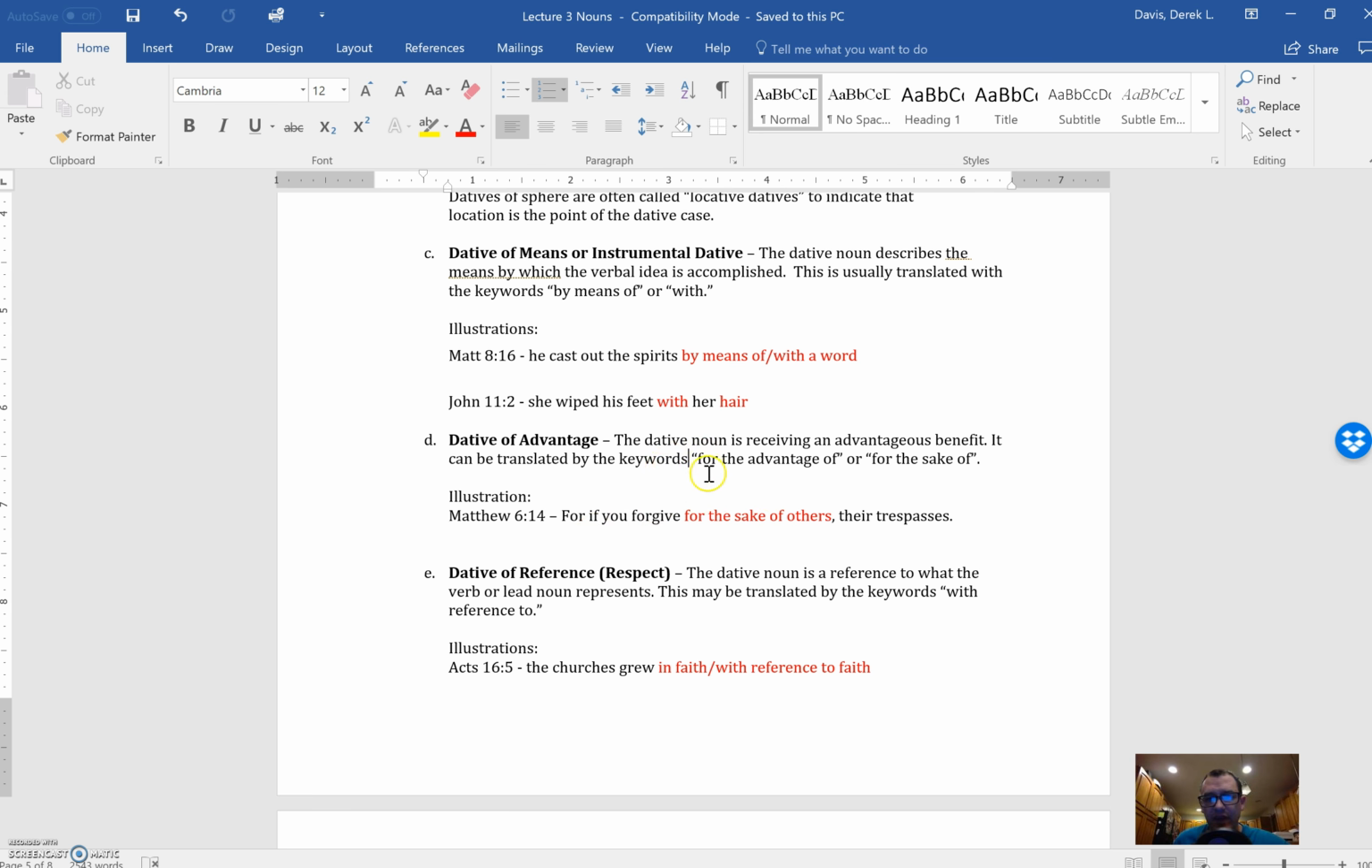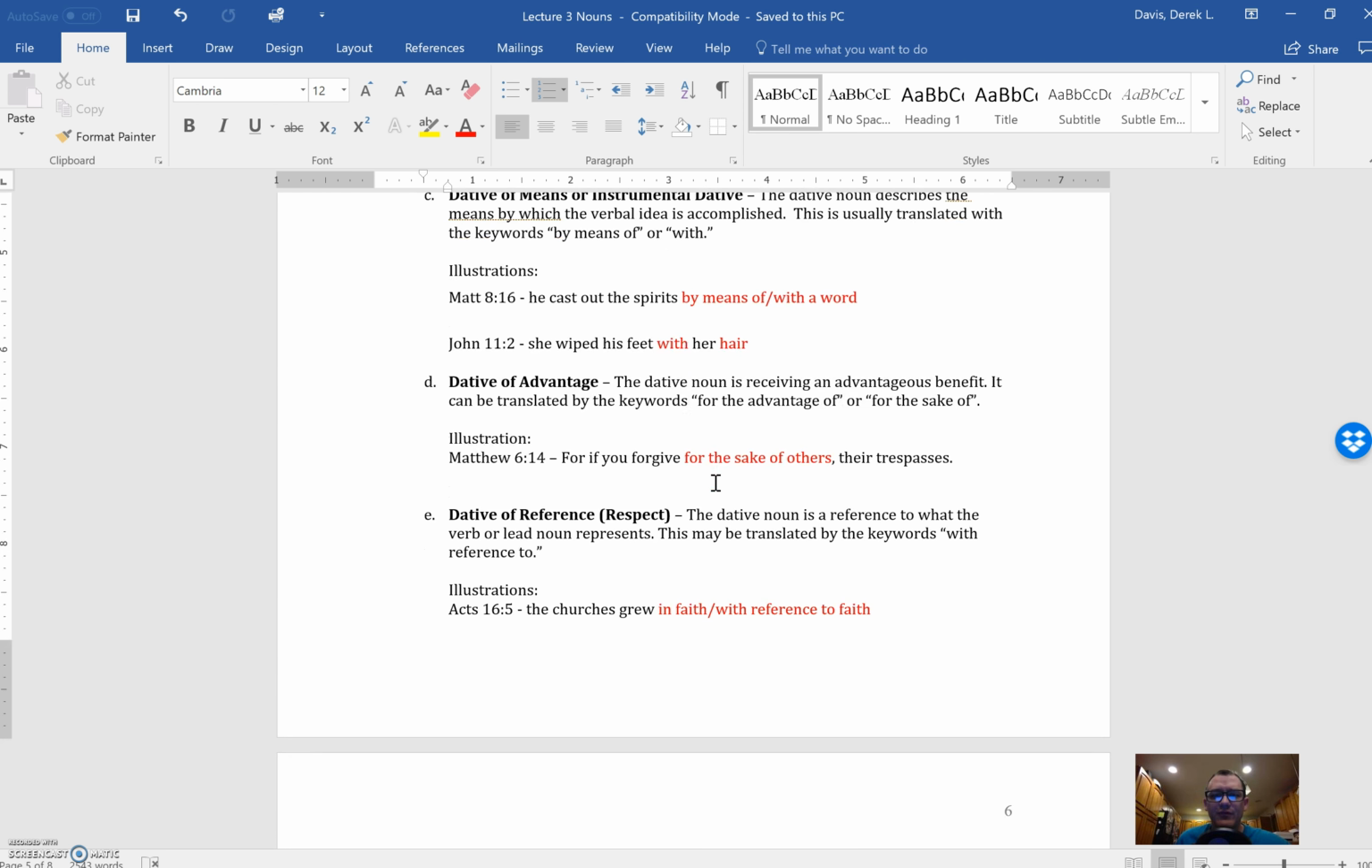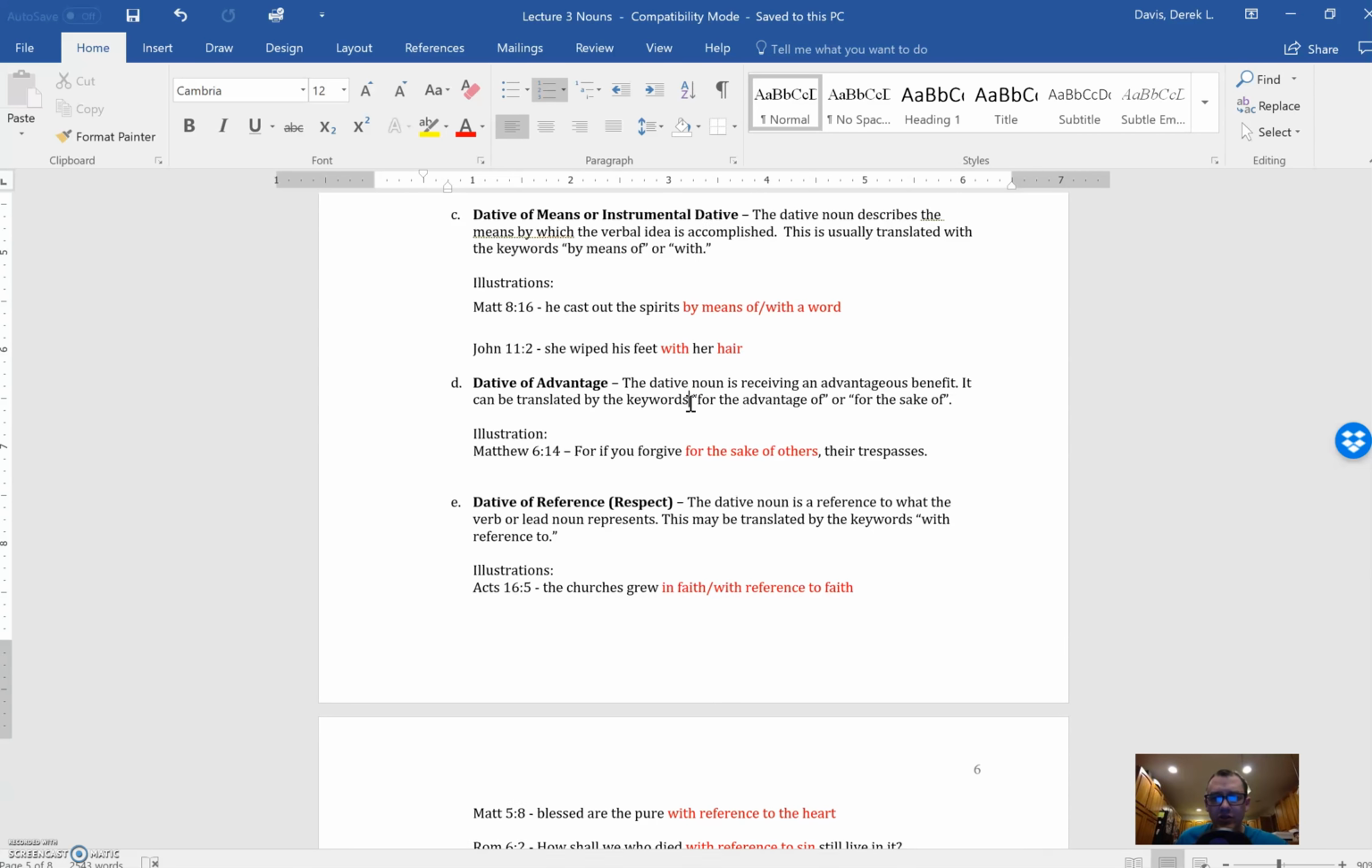A dative of advantage is something you can replace with the words for the advantage of or for the sake of. So instead of just saying "for if you forgive others their trespasses," here it's more likely "if you forgive for the sake of others their trespasses." In other words, it's to the advantage of the dative noun that this verbal action is happening. I like to use for the advantage or for the sake of to make that more clear.